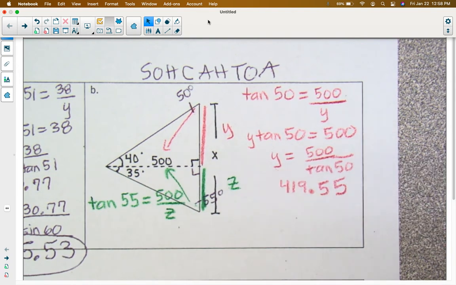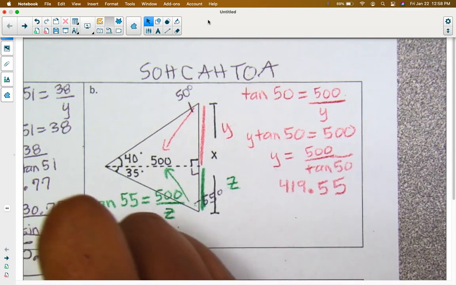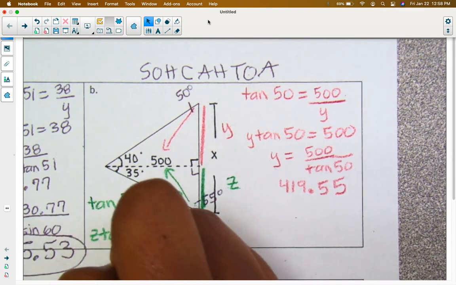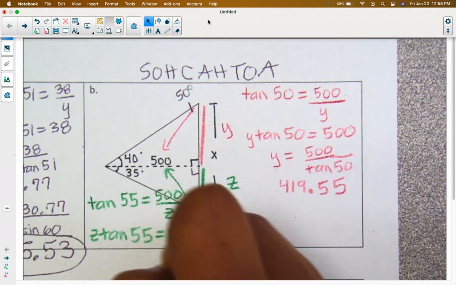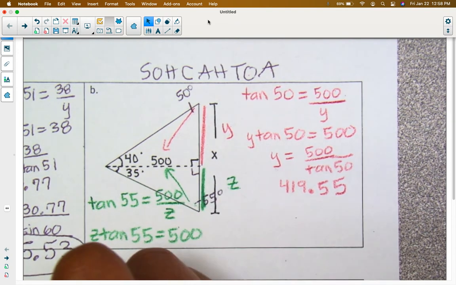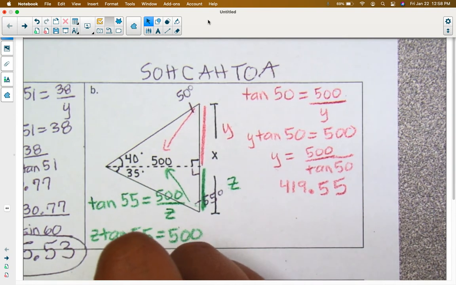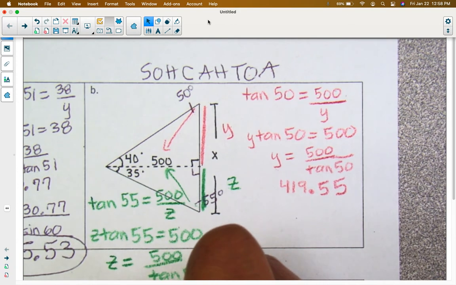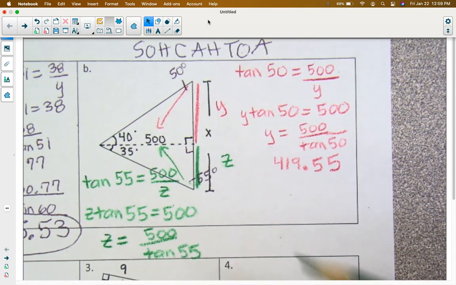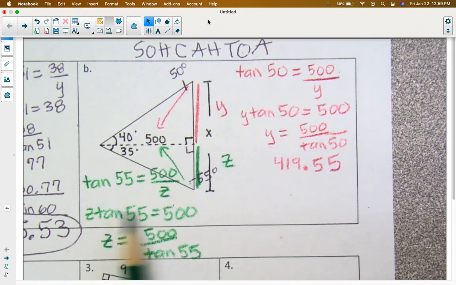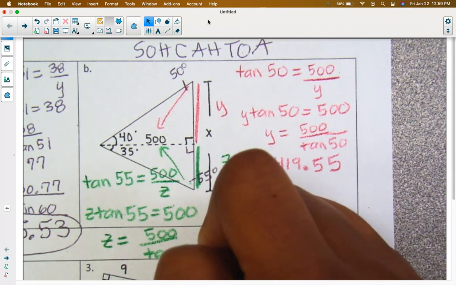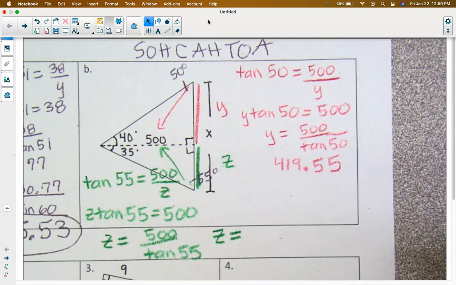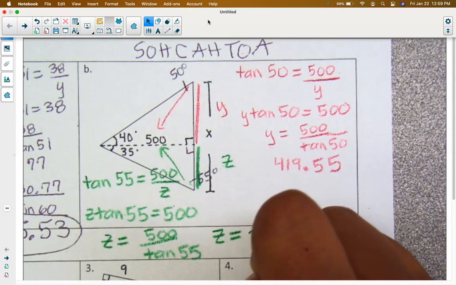Now I'm going to solve this for z. So multiply both sides and divide. So that's going to give me z equals 500 divided by the tangent of 55. So all I did was solve the equation. So we've been doing a lot of this over the past couple of days. I multiply both sides by z. The opposite of multiplying is to divide. So I typed this into Desmos, and it gave me 350.10.